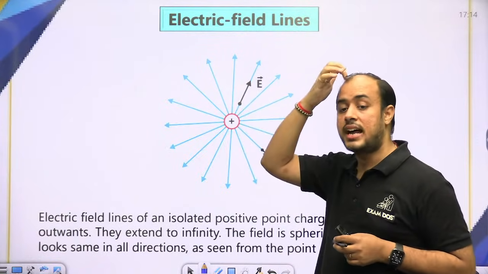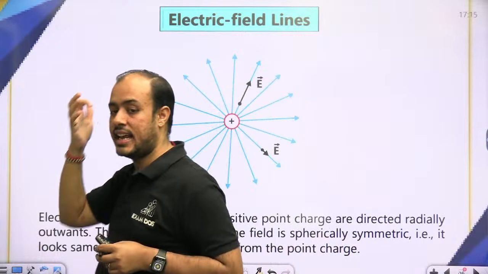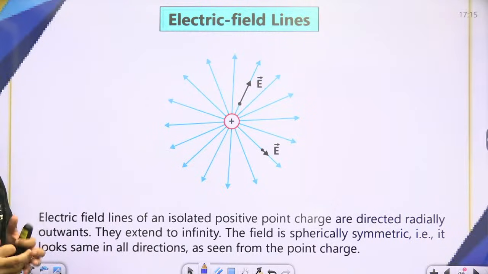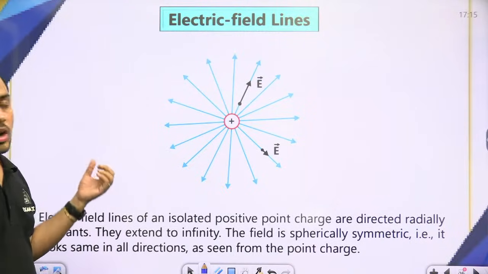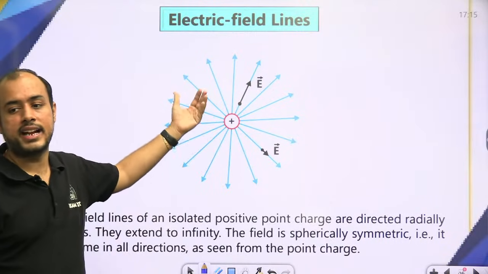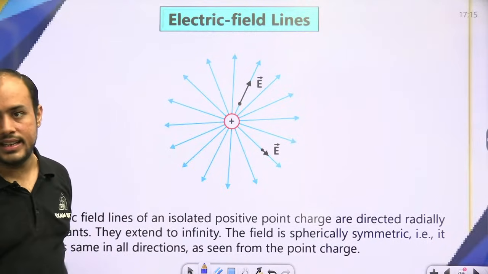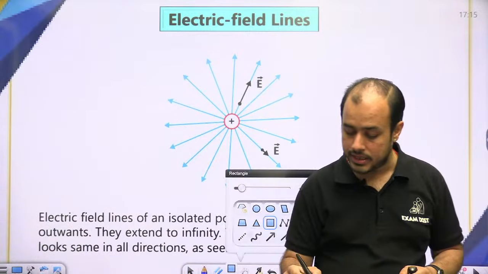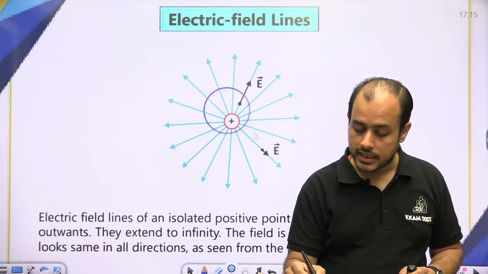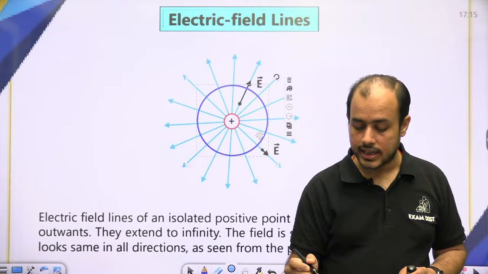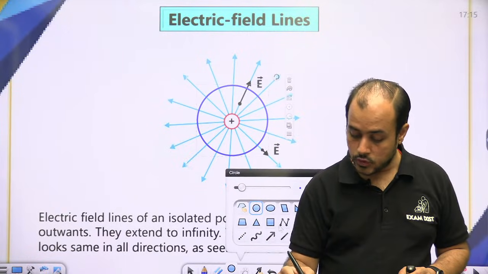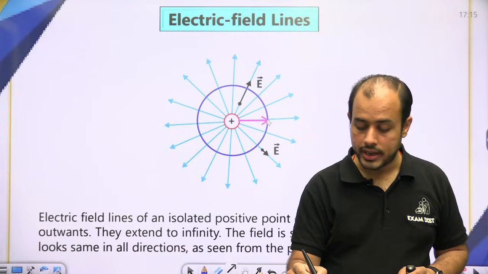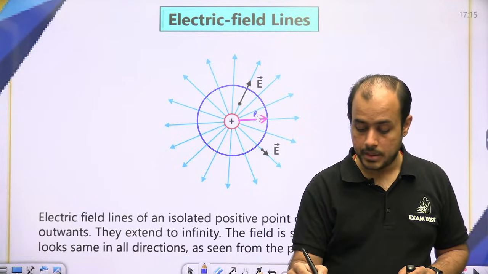So positive charge is the originator of the electric field. पॉजिटिव चार्ज से इलेक्ट्रिक फील्ड ओरिजिनेट होती है, पैदा होती है, तो ये ओरिजिनेटर है. तो अगर एक सिंपल पॉजिटिव चार्ज लेंगे तो इलेक्ट्रिक फील्ड लाइन कैसी होंगी? रेडियली आउटवर्ड. तो it is spherically symmetric. What is the meaning of spherically symmetric? If you take a sphere around a positive charge, a sphere of radius r, so at every point on the sphere, electric field magnitude is the same.